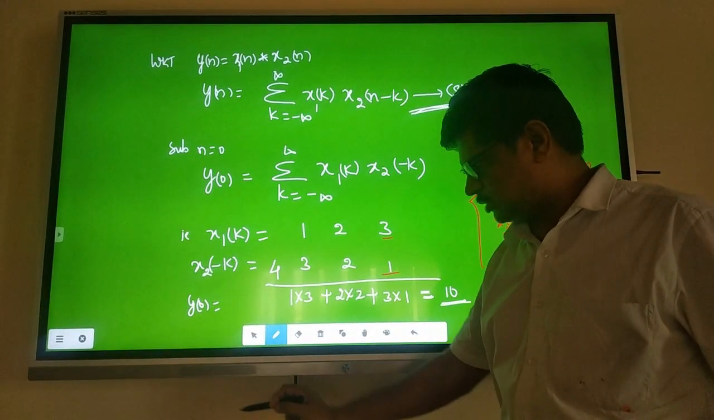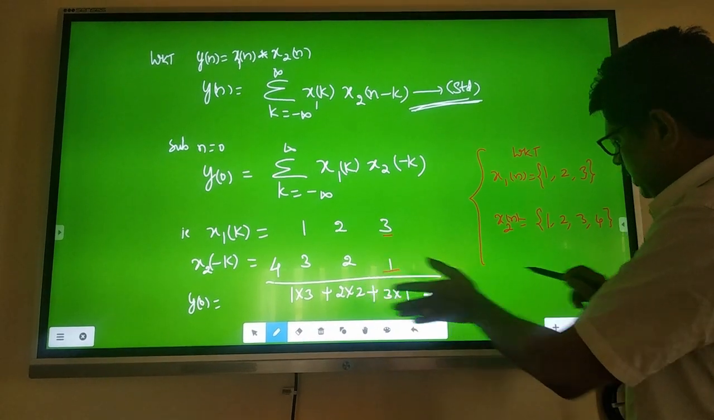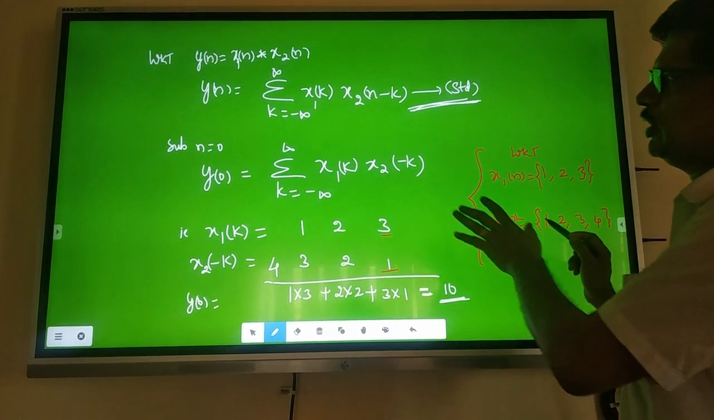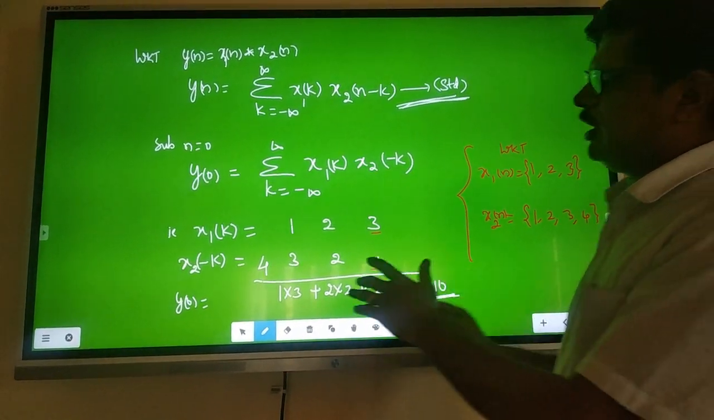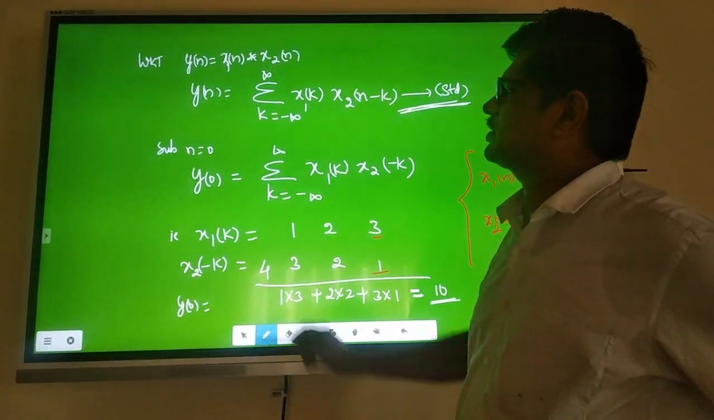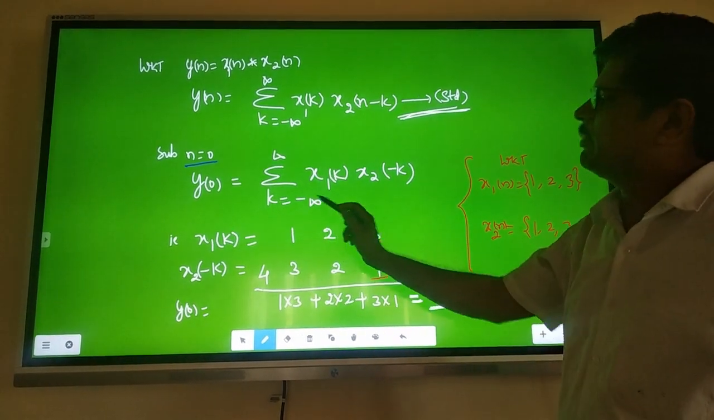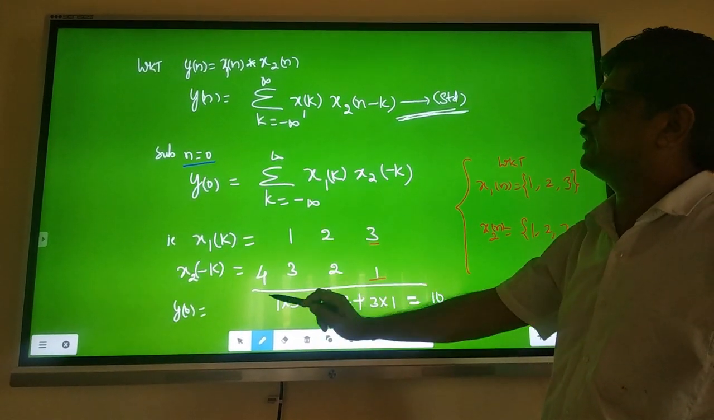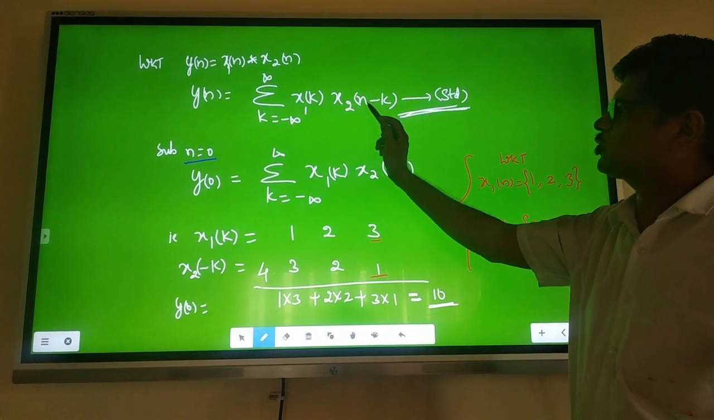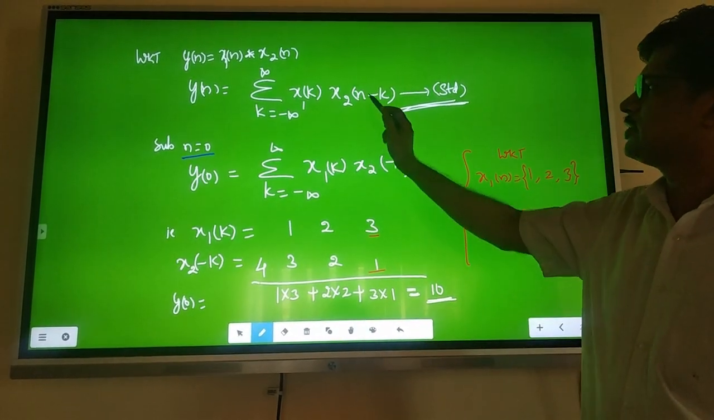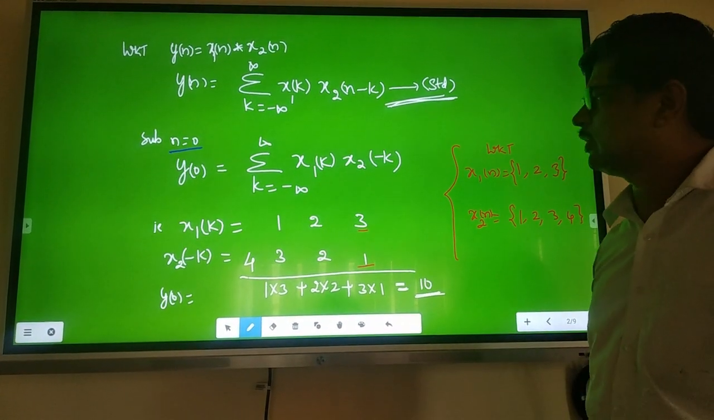Substitute n equal to 1, n equal to 2, n equal to 3, continuing on the right side until you get 0. Then continue the same way on the left side. First substitute n equal to 0. Y of 0 is equal to summation over k from minus infinity to plus infinity of x1k, x2 of what? n is 0, so 0 minus k gives x2 of minus k.